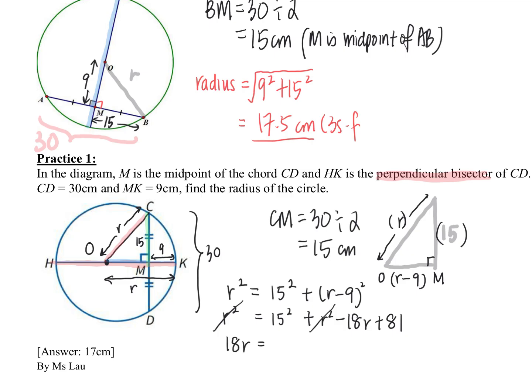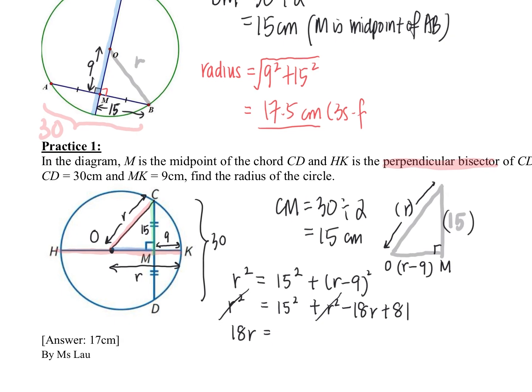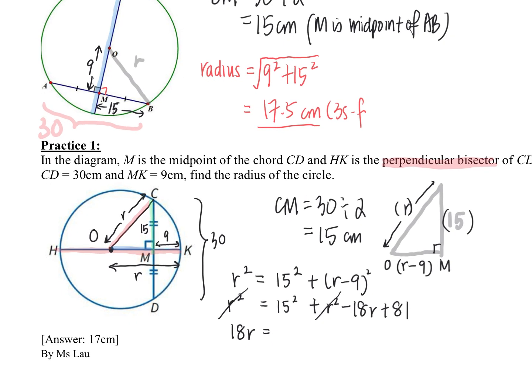Okay, what is 15 square minus 81? 15 square minus 81. Plus 81, sorry. This one, how to get? You can do this. Then you expand. Okay? Then you will get these 3 terms. 306. Okay, so to find radius, it's just 306 divided by 18.